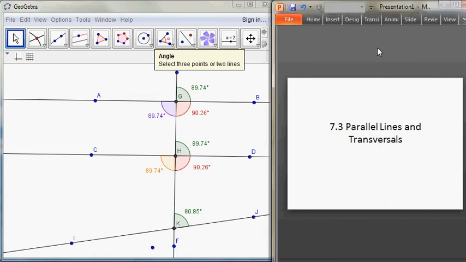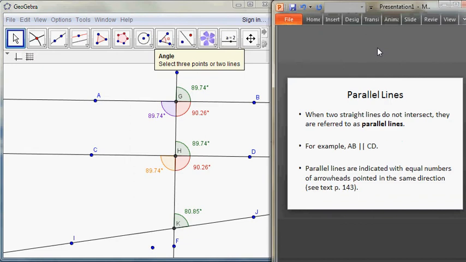Everyone, for today's lesson 7.3 we're going to look at parallel lines and transversals. First let's look at parallel lines. When two lines do not intersect, they are referred to as parallel lines. For example, here we have line AB and line CD. Those are both parallel lines.